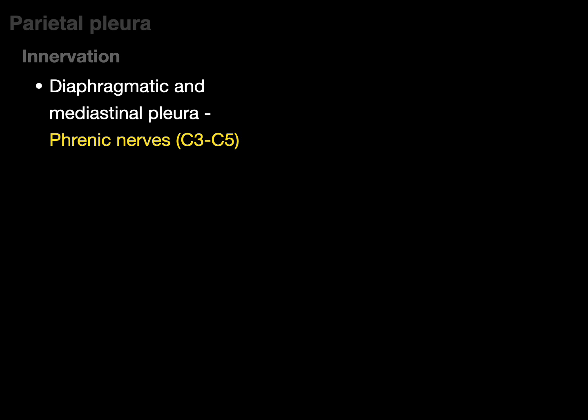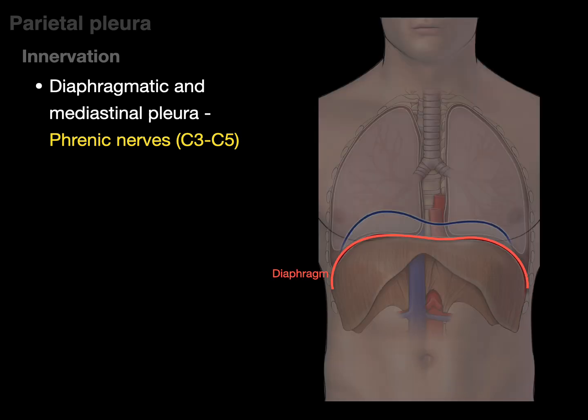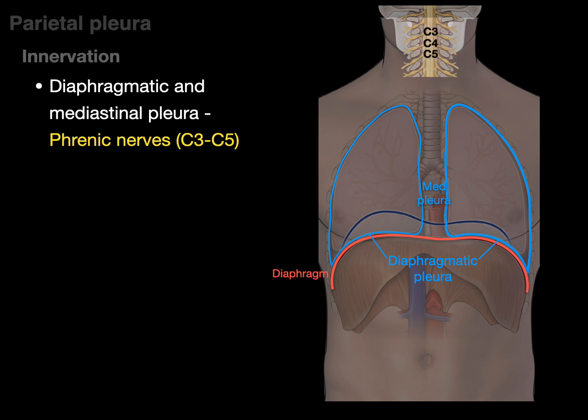Now the diaphragmatic and mediastinal pleura receive their somatic sensation from phrenic nerves. There's the diaphragm, and there's the diaphragmatic and mediastinal pleura. And there's the cervical spinal cord with C3, 4, and 5 giving rise to the phrenic nerve going to the diaphragm. Now watch somatic nerves from the diaphragmatic and mediastinal pleura enter the phrenic nerve.